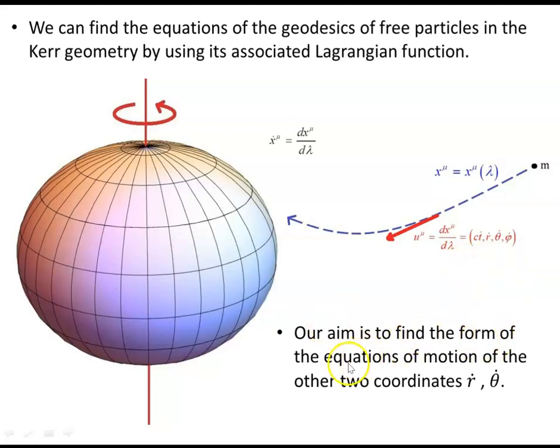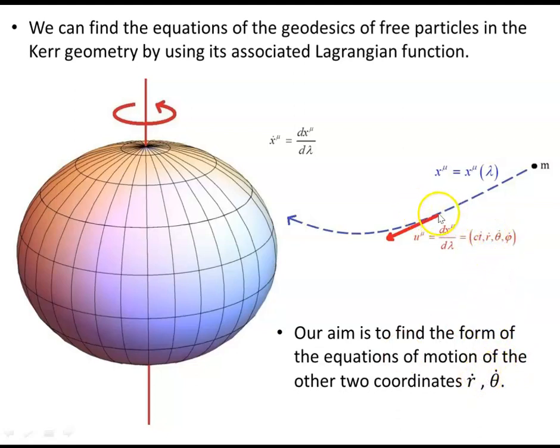Our aim is to find the form of the equations of motion for the other two coordinates. In this second video, r dot and theta dot is our goal here, using the Lagrangian and one other method. In the previous video, we found the equations of motion for the t dot and phi dot coordinates, the first and last here. So this time we're going to find r dot and theta dot.